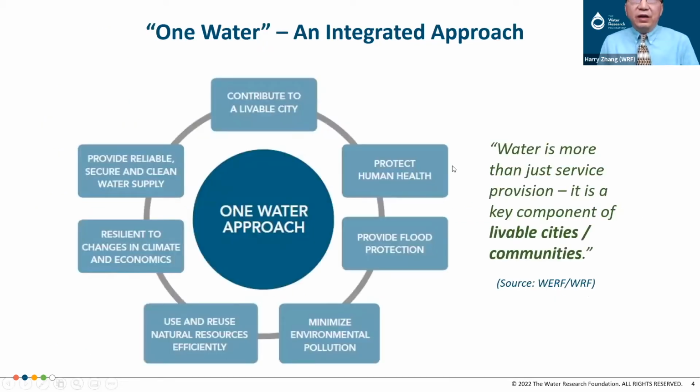Before getting to the CLASIC life cycle cost tool and the triple bottom line benefit tool, I want to use two slides to talk about the One Water approach at the Research Foundation. One Water is essentially an integrated approach. Here's a diagram showing some of the seven elements. As you can see, many of the components relate to wet weather and stormwater, such as flood protection.